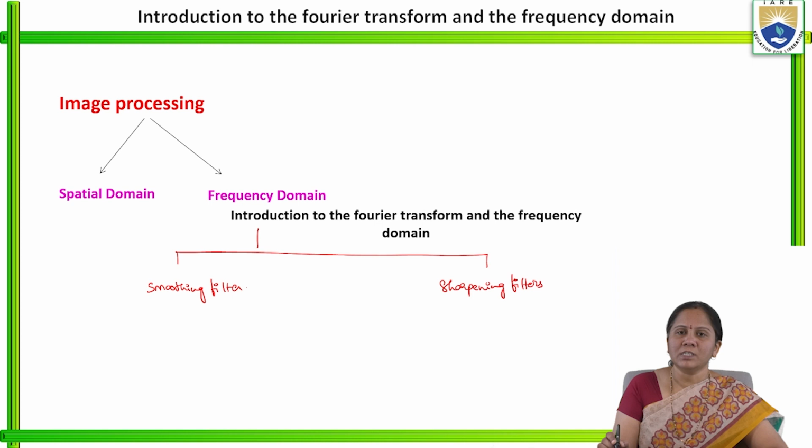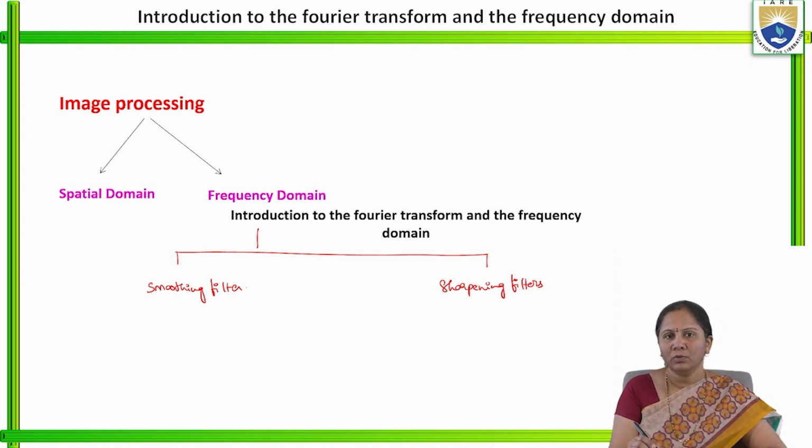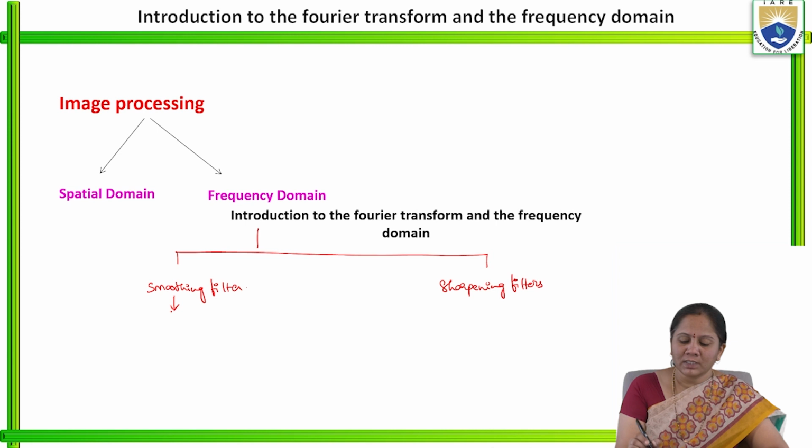So, smoothing filter and sharpening filter. As we know, a smoothing filter is similar to a low pass filter, and a sharpening filter is similar to a high pass filter. In the smoothing filter, we are going to learn about the low pass filter, and under sharpening filters, we will learn about the high pass filter.